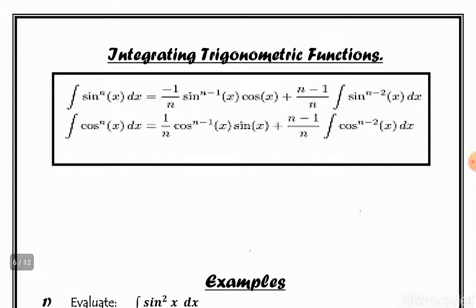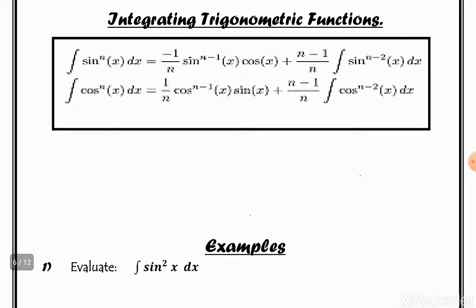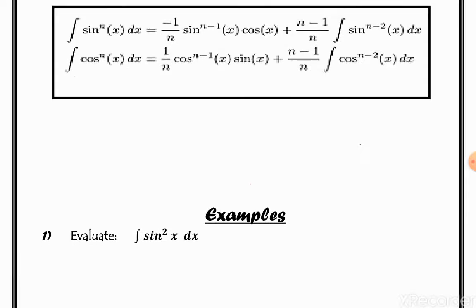The second rule is for powers of cosine, like cosine to the power of n of x dx, which equals 1 over n cosine n minus 1 of x sine x plus n minus 1 over n, the integral of cosine n minus 2 of x dx.